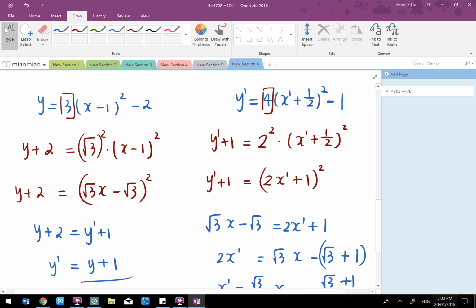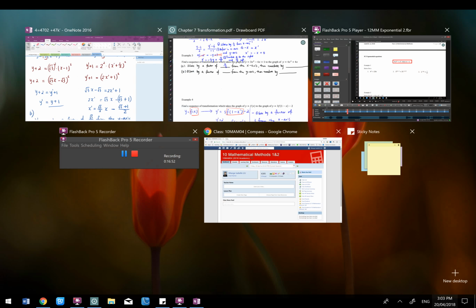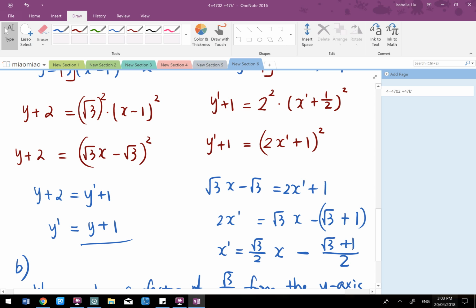So for part A, I'm not sure if this 100% answers what you mean, but because this is the dilation from the x-axis, which is changing the y value, all the coefficients need to go to the y side, and in the x I want the pure x and x dash. I can make sure there's no dilation at all, it's only translation happening.